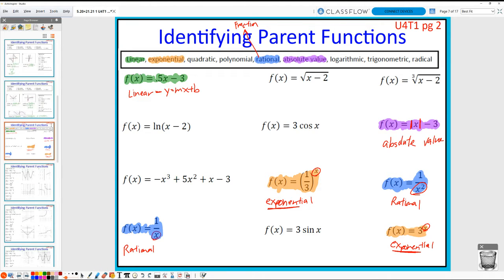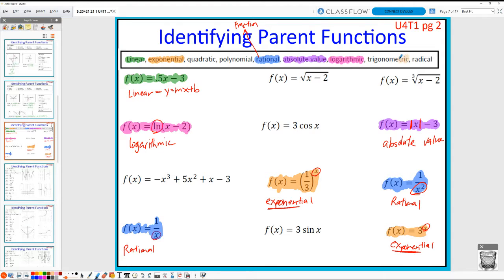Again, we do have our logarithmic graph here. Our logarithmic graph does have the word log or natural log in the function itself. So this one will have the natural log in there. I don't know why I didn't highlight it. This has the natural log in there. So therefore, this one is a logarithmic function.